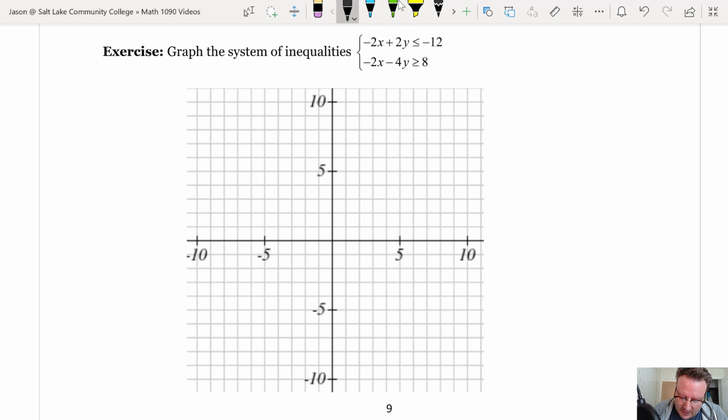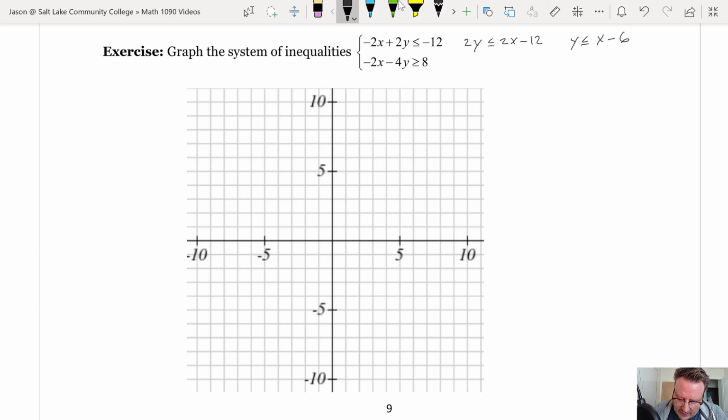So the first one becomes what? I get 2y is less than or equal to 2x minus 12 after adding 2x to both sides of the inequality. Next, I'll divide both sides of the inequality by positive 2. Don't need to flip the direction of the inequality, and I get y is less than or equal to x minus 6.